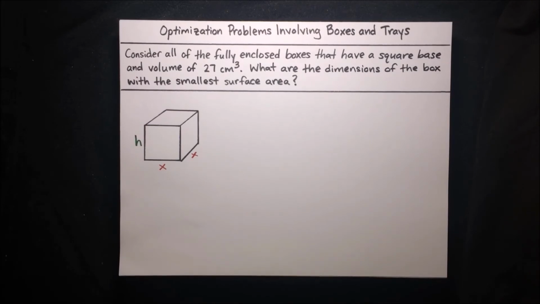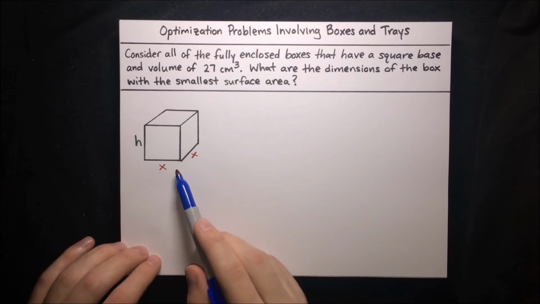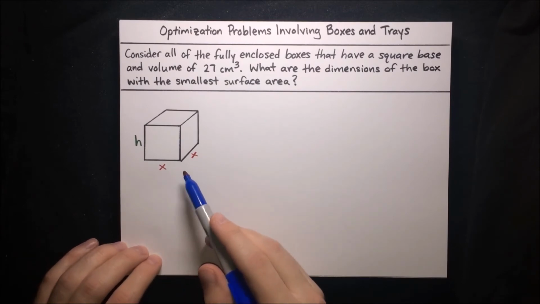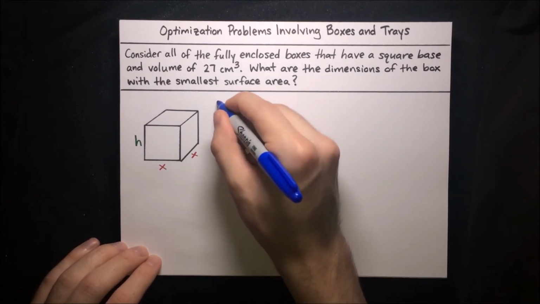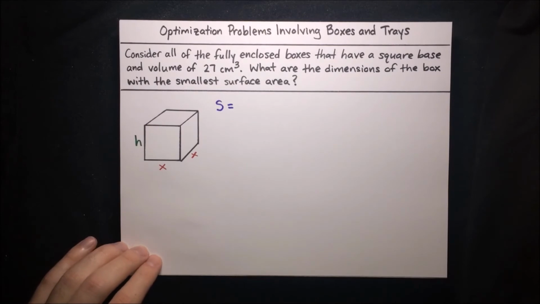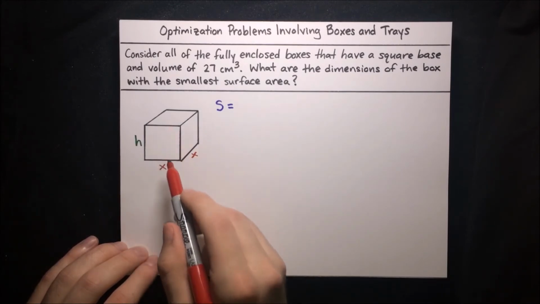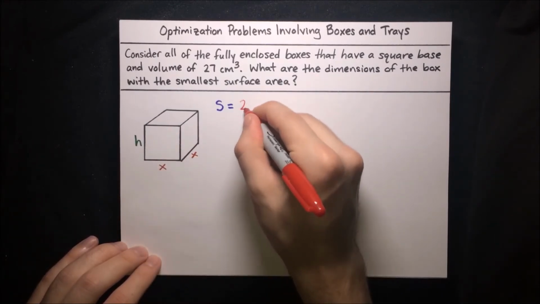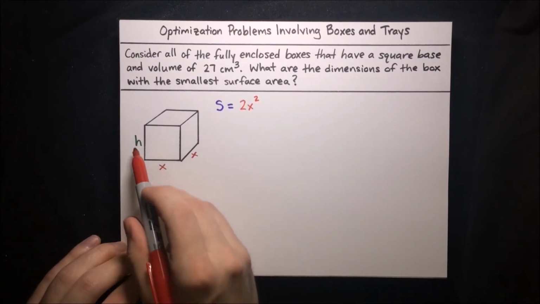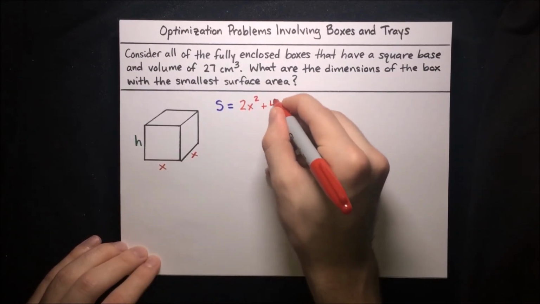Okay, so again we've got our diagram here, and first thing, as usual, let's write down the expression for what we want to optimize. We want to minimize the surface area, so let's write down the expression for surface area. Surface area is equal to what? Well, that's just the area of all the faces, and this box is fully enclosed, so it has both a base and a top of area x squared, so there's 2x squared, and then there's 4 lateral faces of area xh, so plus 4xh.